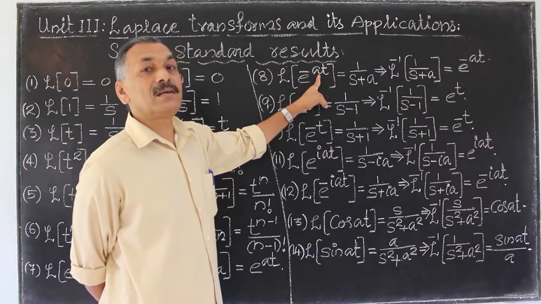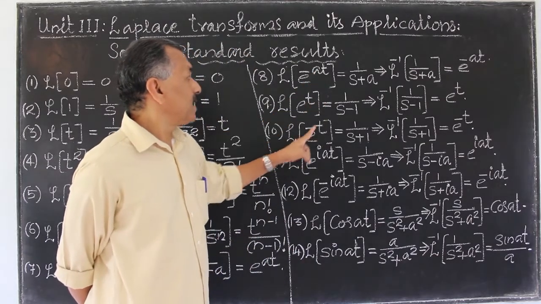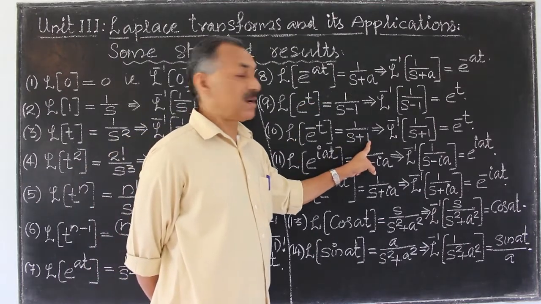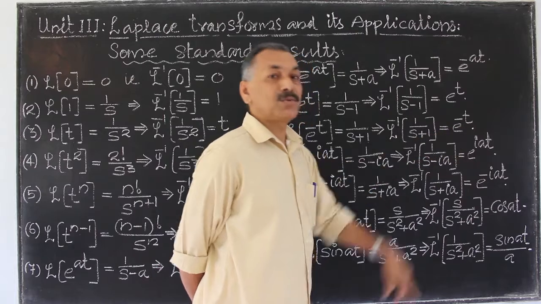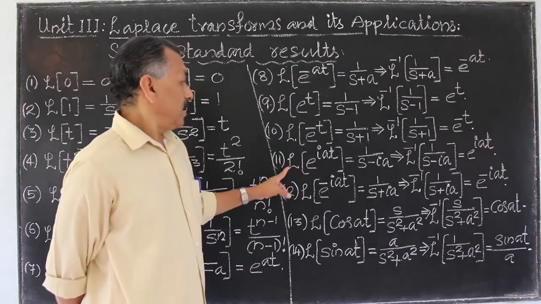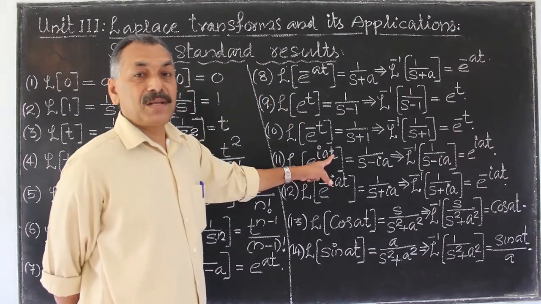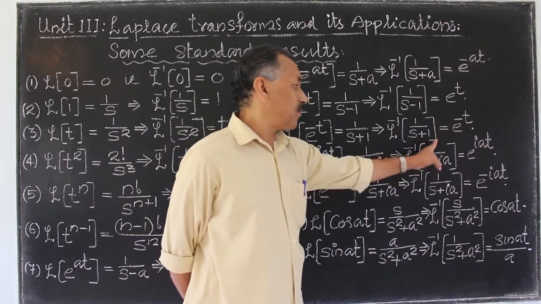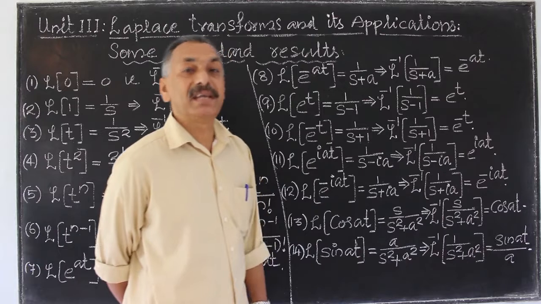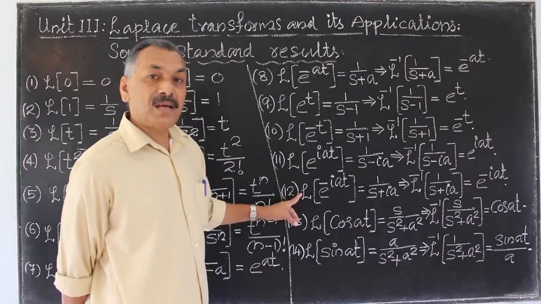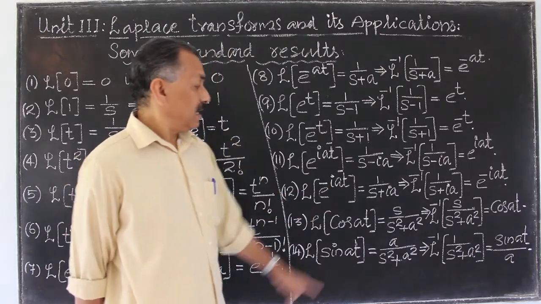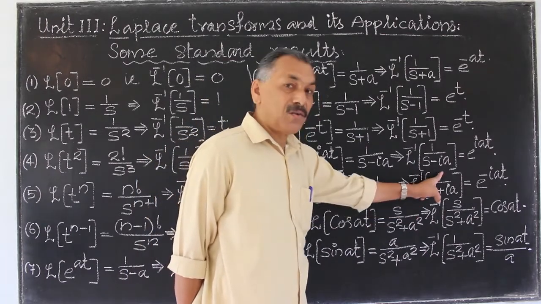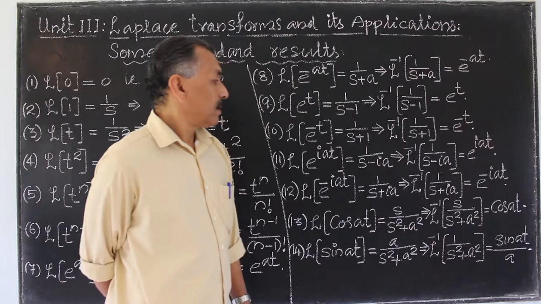Similarly, for this result, put a is equal to 1. Therefore, L of e raised to minus t is equal to 1 divided by s plus 1. That is, L inverse of 1 divided by s plus 1 is equal to e raised to minus t. Then Laplace transform of e raised to iat is equal to 1 divided by s minus ia. Therefore, L inverse of 1 divided by s minus ia is equal to e raised to iat. Similarly, Laplace transform of e raised to minus iat is equal to 1 divided by s plus ia. Therefore, Laplace inverse of 1 divided by s plus ia is equal to e raised to minus iat.